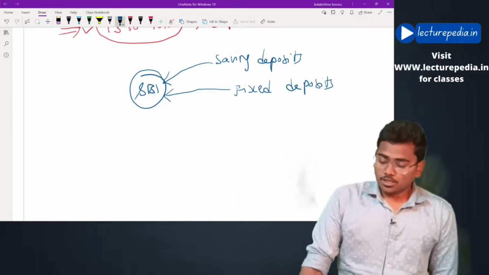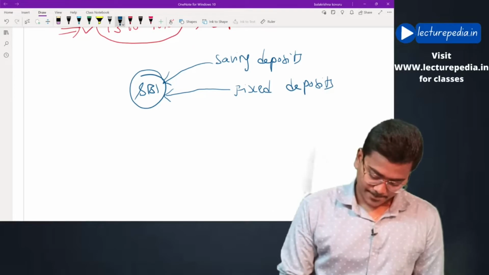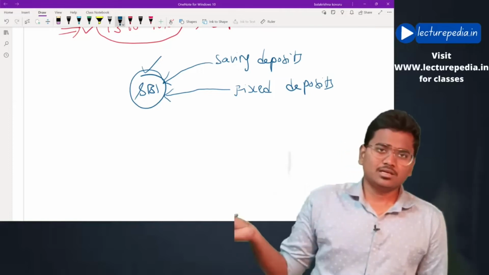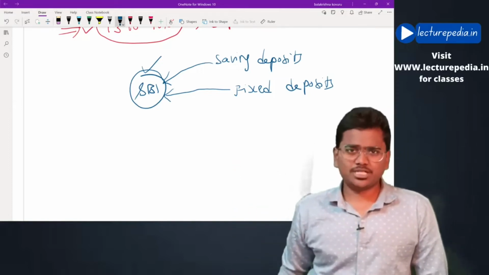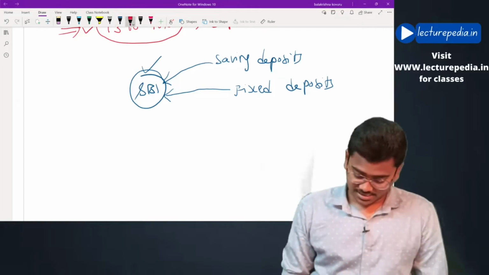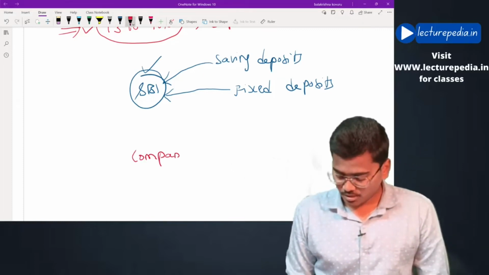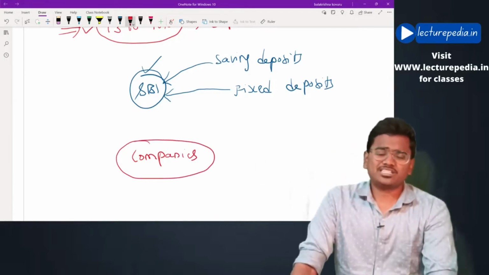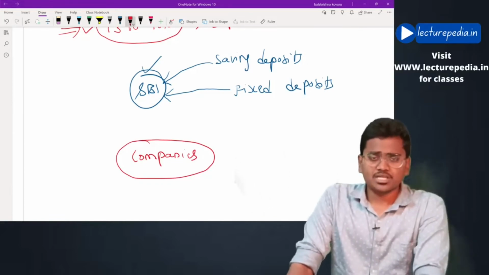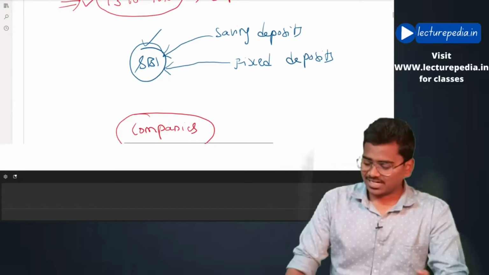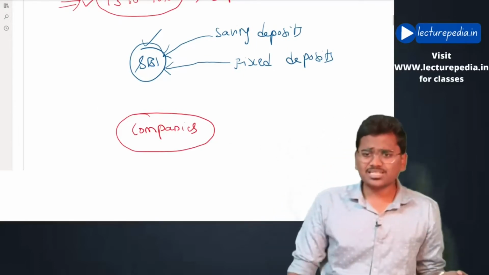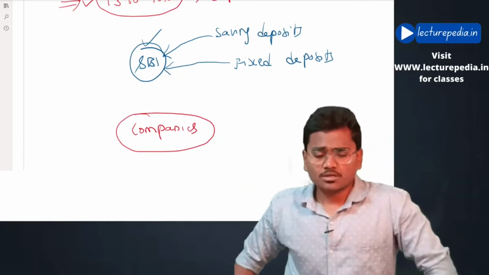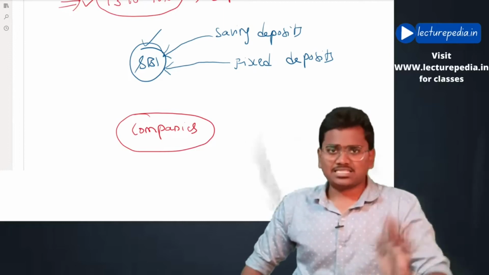Now, in the same way, companies. Since SBI is a banking company, its main business itself is to accept deposits, whereas companies, generally various manufacturing companies and trading companies, require money in order to conduct their business. There are various sources from which money can be raised by these companies. Firstly, they can take a loan from banks. That is one of the sources.